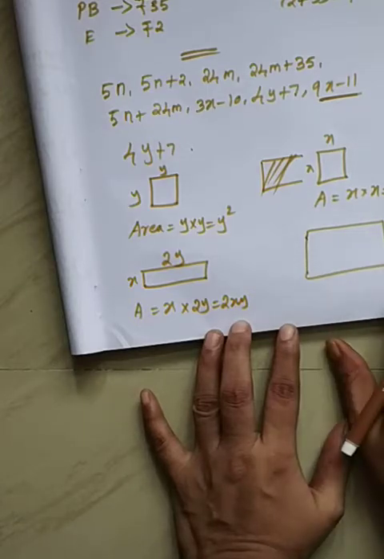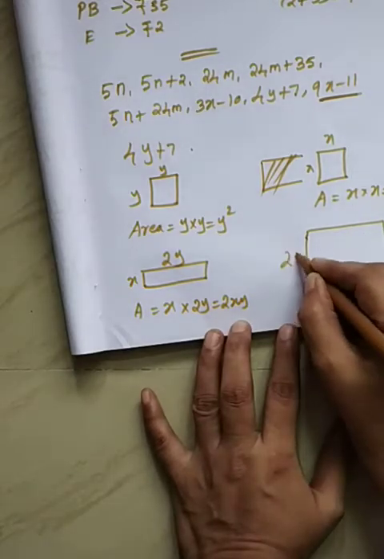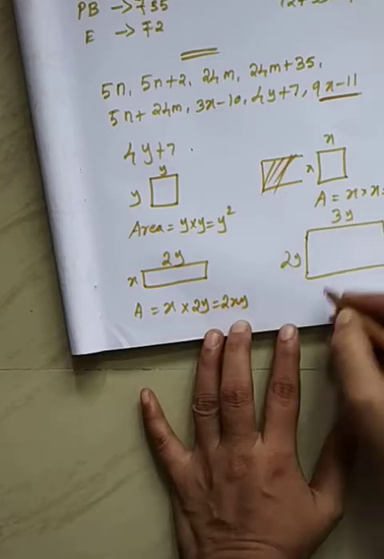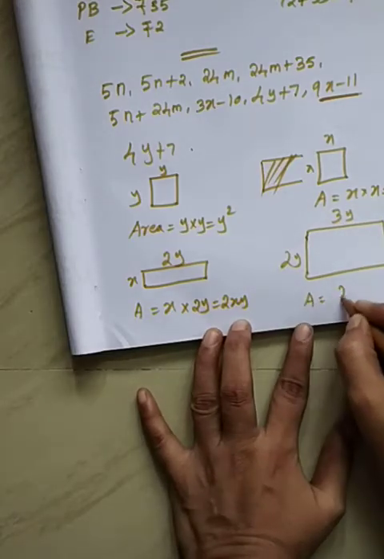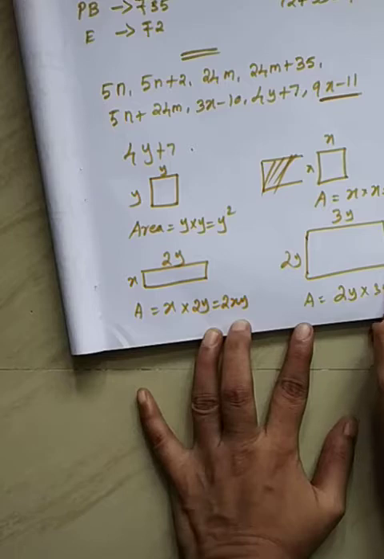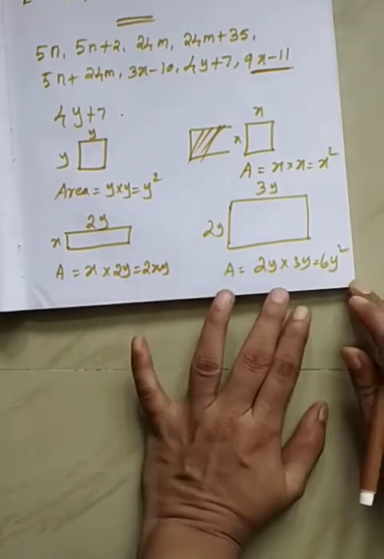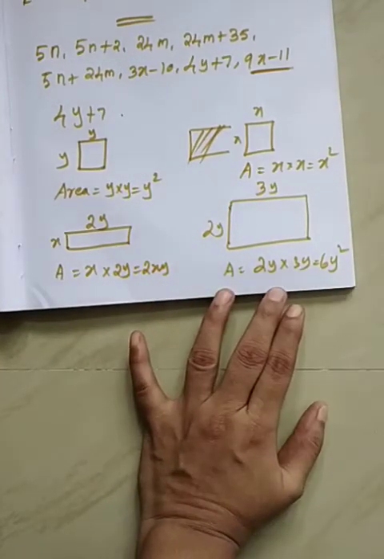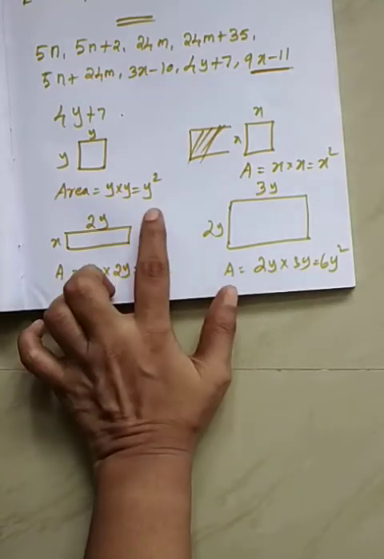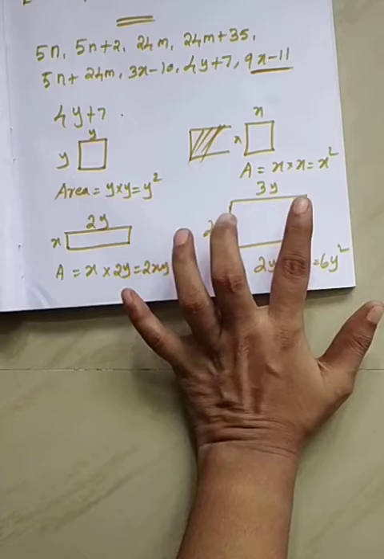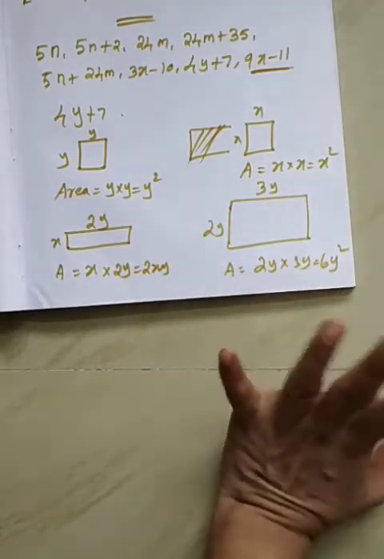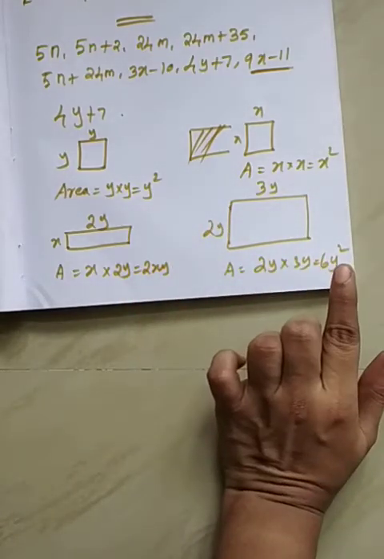Next you have to take the rectangle. This is 2y into 3y. See, what is the area of that one? 2y into 3y means 6y squared. Okay. The areas of the squares and the rectangles are y squared, x squared, xy, 2xy and 6y squared.